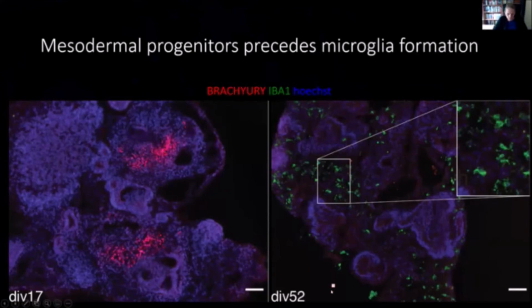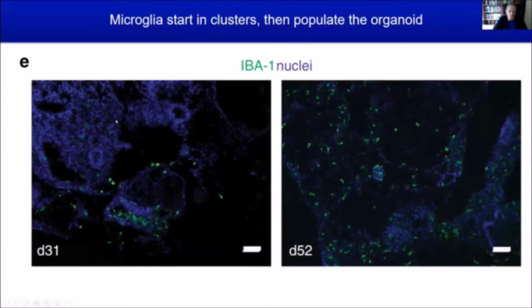And this is how it works during development. So what you see is, I think it's day 50. Let me see, yeah, day 52. So very early you see markers for early mesodermal cells within the developing organoid. So this is brachyury, and at this time point there's no IBA1 staining present yet. If you wait 10 more days, then at day 52 you see these microglia appear, and there are still a few red stainings here. So they start in these clusters.